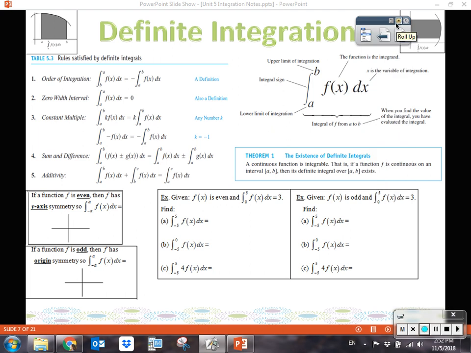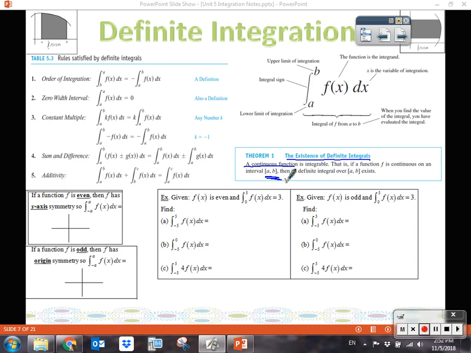So for definite integrals, what this is telling us is that the function has to be continuous over the interval that we are integrating from, a to b. So for AB calculus, basically if we see one that's not continuous on that interval, we just say, well, we can't do that. That's undefined.